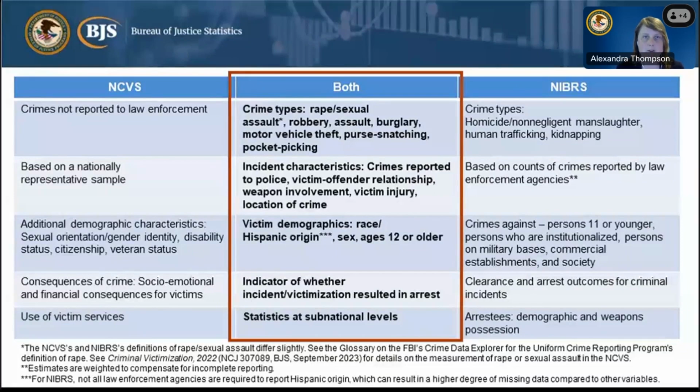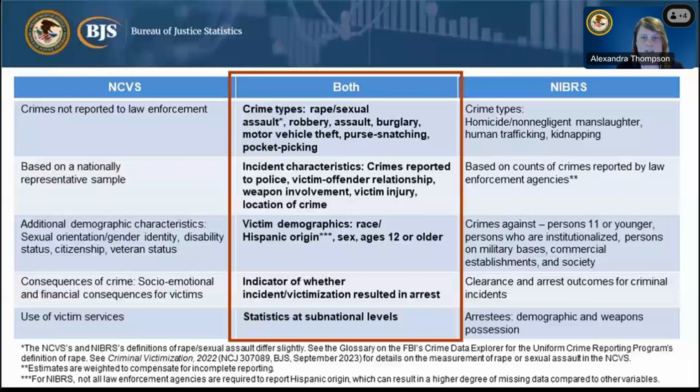So starting in the middle with what's covered by both data collections, we have specific crime types that are covered by both, such as rape and sexual assault, robbery, assault, burglary, motor vehicle theft, purse snatching, and pocket picking. And while both data collections cover these crime types, it's also worth noting that even within the same crime type, there might be some slight differences, as was alluded to earlier, between how these different crime types are measured. And I'll go into that a little bit more on the next slide.